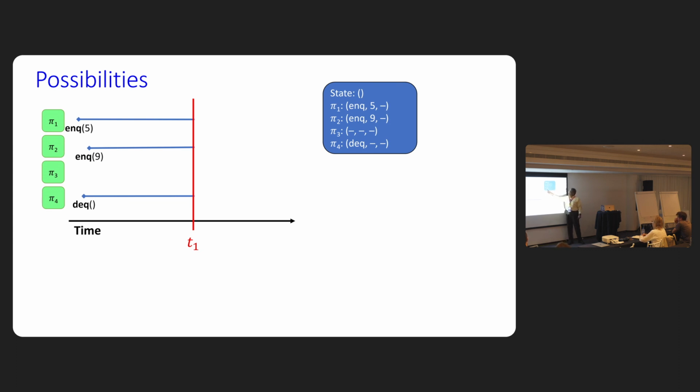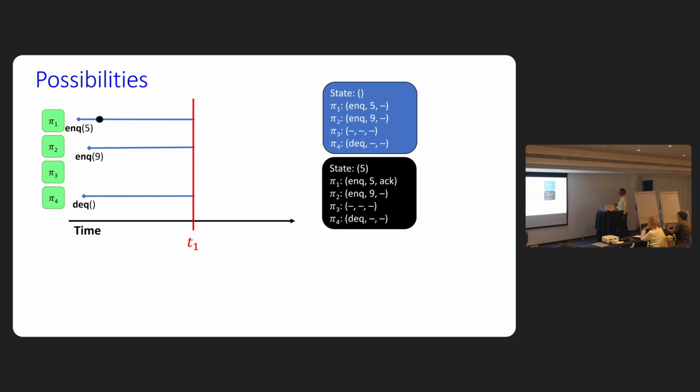Okay? And pi4 has a dequeue operation. Dequeue operation has no arguments, so the second component is blank, and the third component is blank because the dequeue operation has not taken effect. So, this possibility captures the notion that none of the operations might have taken effect yet, and therefore, the resulting state of the queue could be that. So, do we understand how that is a possibility? But that is only a possibility. There are other possibilities.